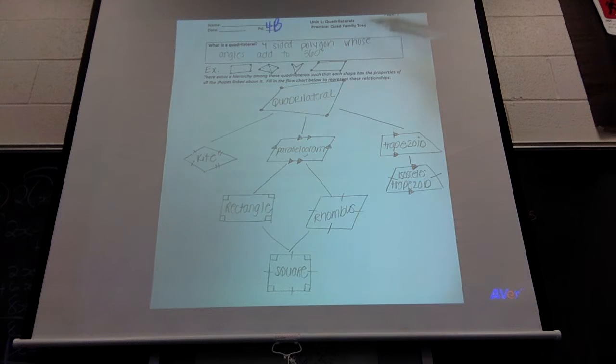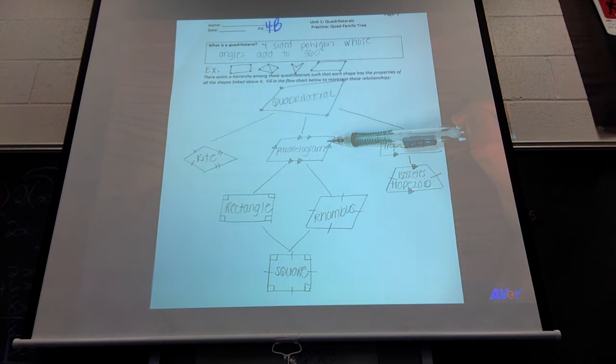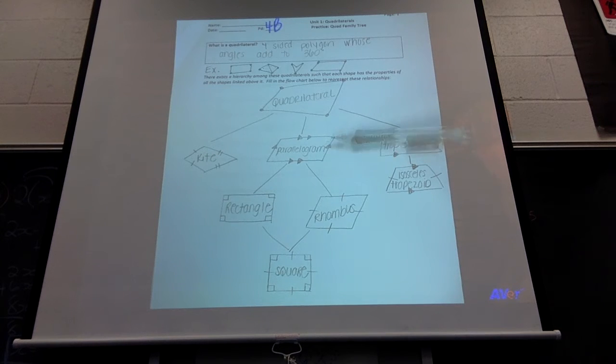So we're working on the quadrilaterals unit. This is our quadrilateral family tree. Okay, we will study all 7 of these quadrilaterals. Right now we're focusing on the parallelogram. And you should know that there are 5 properties of a parallelogram. Both pairs of opposite sides are parallel. Both pairs of opposite sides are congruent. Opposite angles are congruent. The consecutive angles are supplementary, and the diagonals bisect each other.